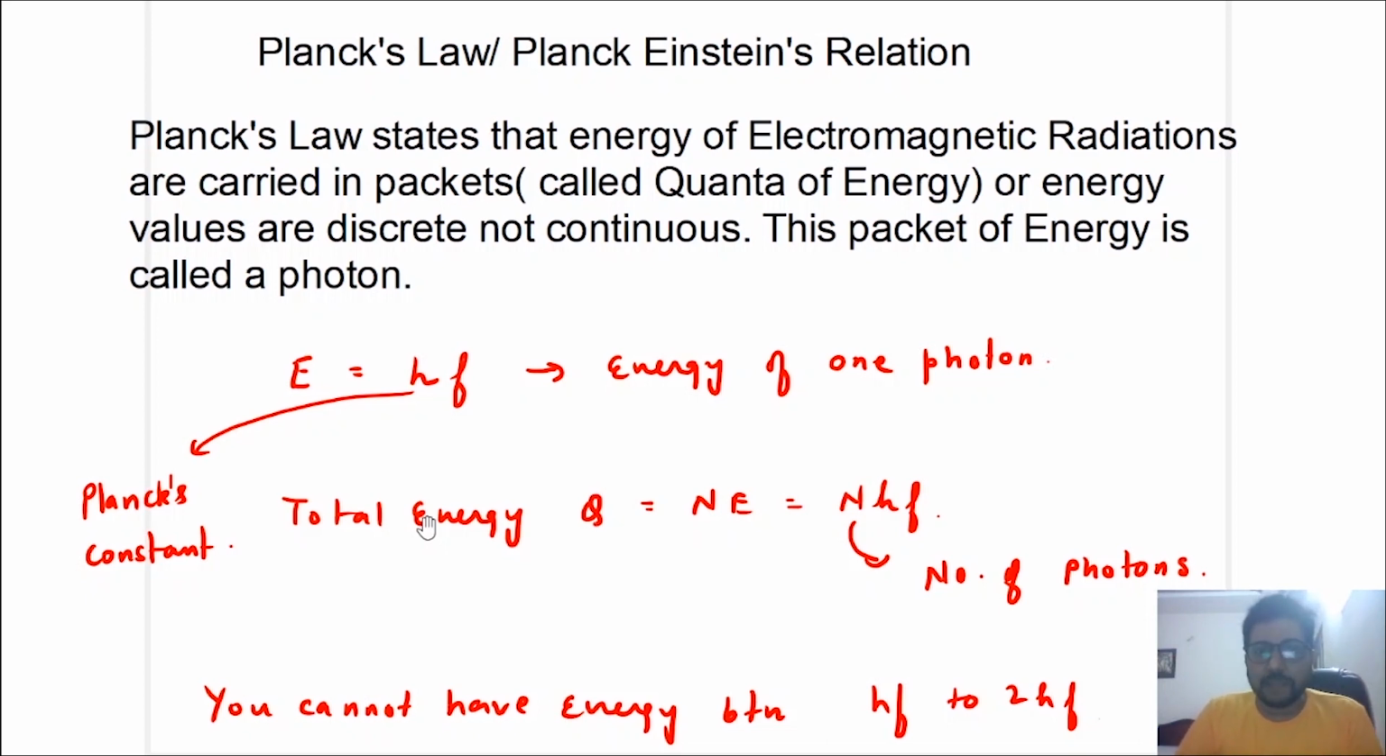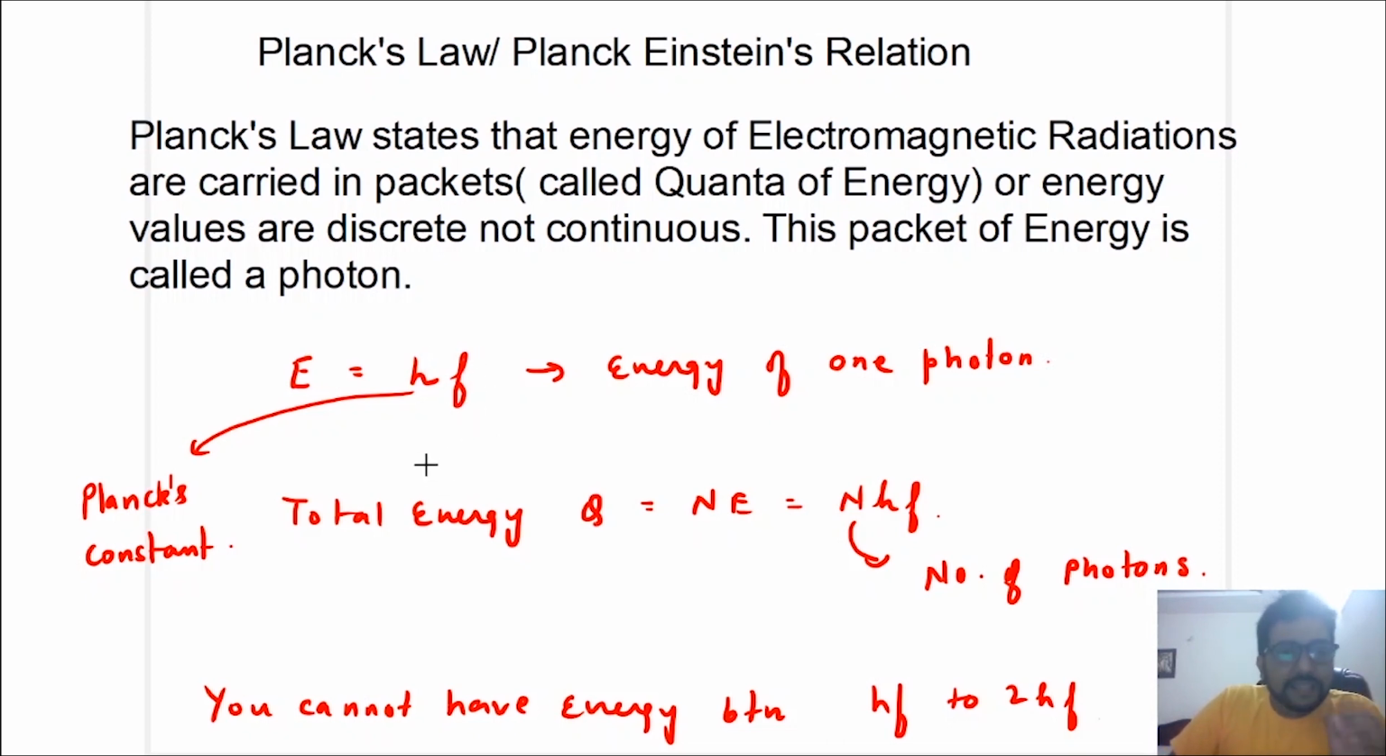This is Planck's law. So if there are n number of photons, then the total energy, represented by Q, is equal to nE, and E is hf.